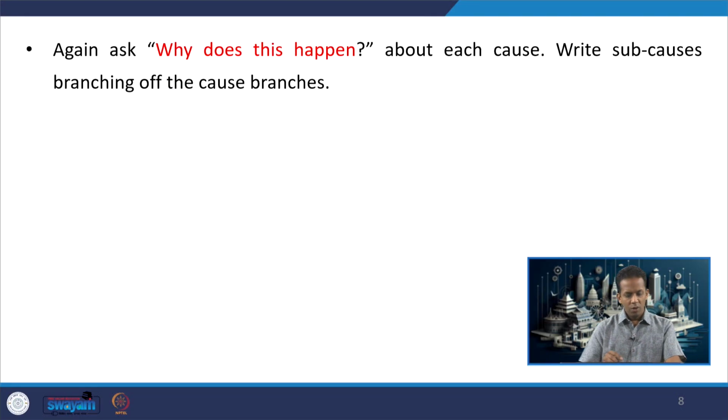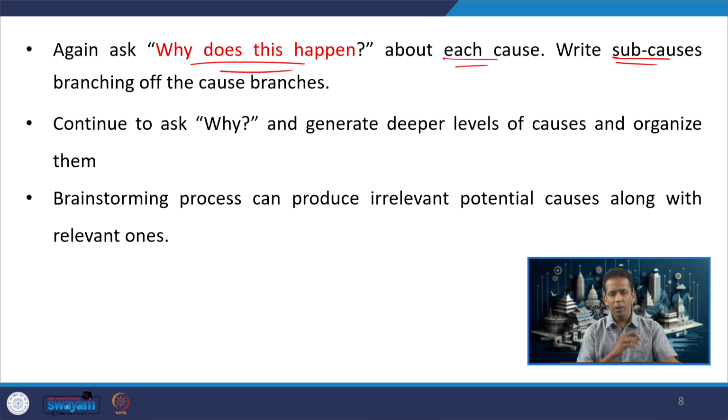Okay. So, you keep on asking why does this happen about each cause, and keep on writing sub causes for each of the cause branches. Once that is done, continue to ask why, and that will help us generate a deeper level of understanding and causes, and we can organize them later. But the more we brainstorm about potential causes, sometimes we list down several irrelevant or unwanted causes along with the relevant ones.